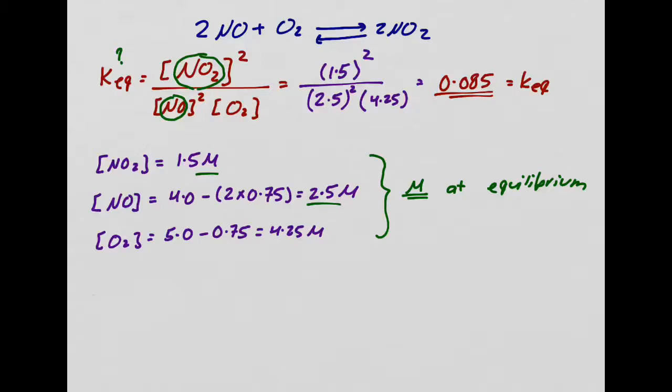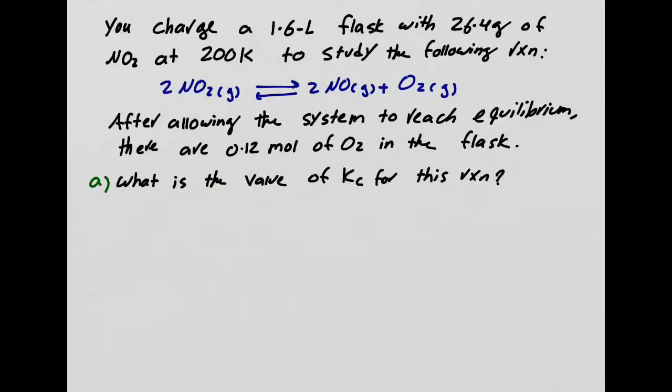Let's do it. Next one is, okay. Again, do this problem, pause me, do it, unpause me, we're going to go over it together. So you charge a 1.6 liter flask with 26.4 grams of NO2 at 200 K to study the following reaction. So this is our reaction. Our reaction is an equilibrium. You have a forward and a backward reaction. After allowing the system to reach equilibrium, there are 0.12 moles of O2 in the flask. What is the value of Kc in this reaction? Okay.